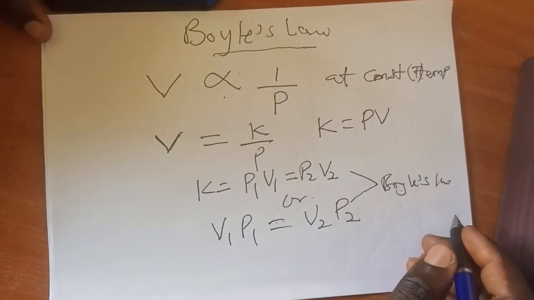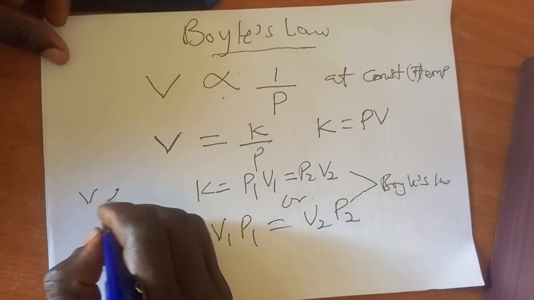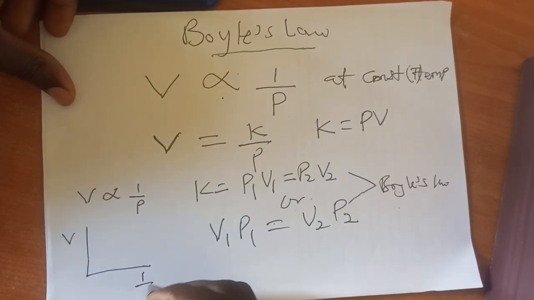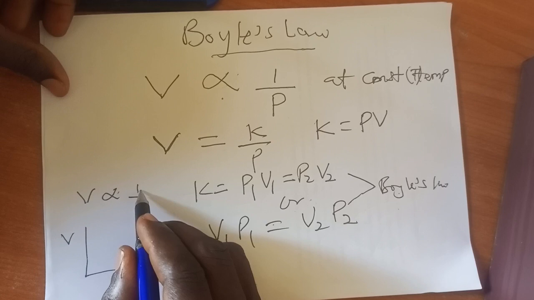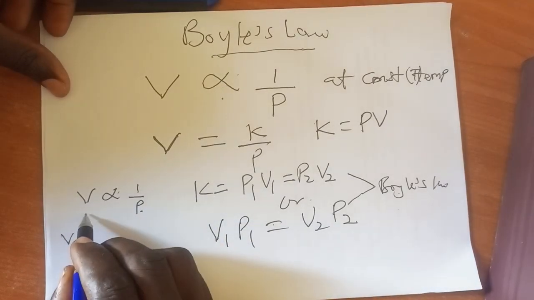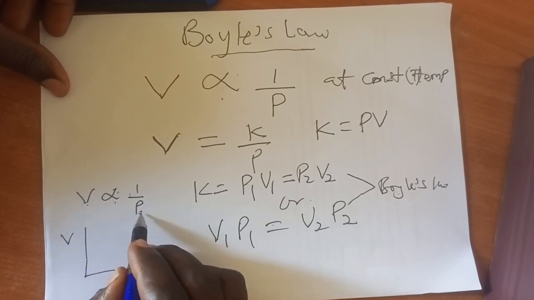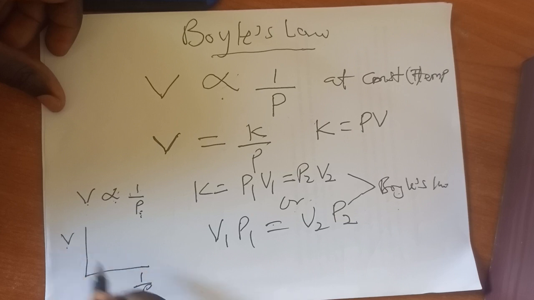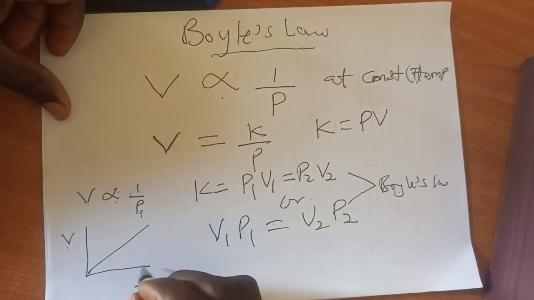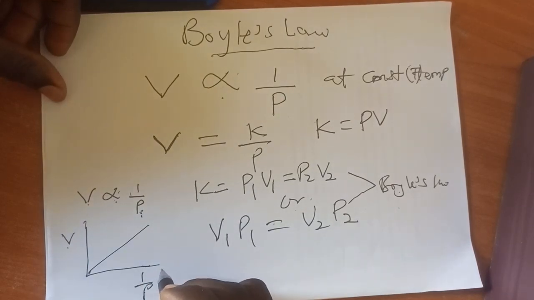If you want to show the graphical representation of Boyle's law, remember that we say V is directly proportional to 1 over P. With this, you are going to have V against 1 over P. Because it's directly proportional to 1 over P, we can also say it is inversely proportional to P. So if you are using V directly proportional to 1 over P, you'll be expecting a straight line graph. Here you can get your slope. So this is a graph that represents Boyle's law.